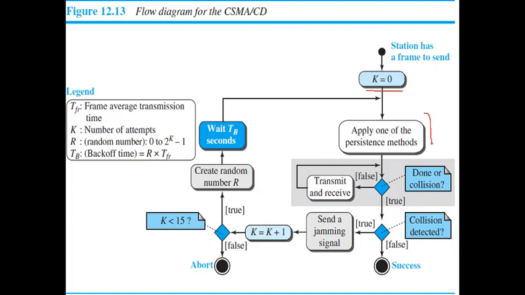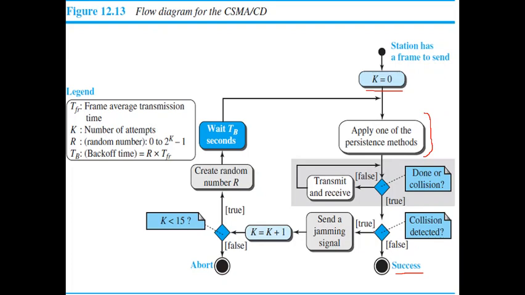Then it has to go with one of the persistent methods we have discussed. Whichever we choose, that particular flow diagram will be included in this position. And whenever it finds the medium is idle, it transmits the frame and checks whether there is any collision or not. So either the frame is completely transmitted or there is a collision. If there is a collision, then we have to retransmit. If there is no collision until we completely transfer the frame, then it is decided that the frame transmission is successful. That means the frame is received by the receiver without any collision.